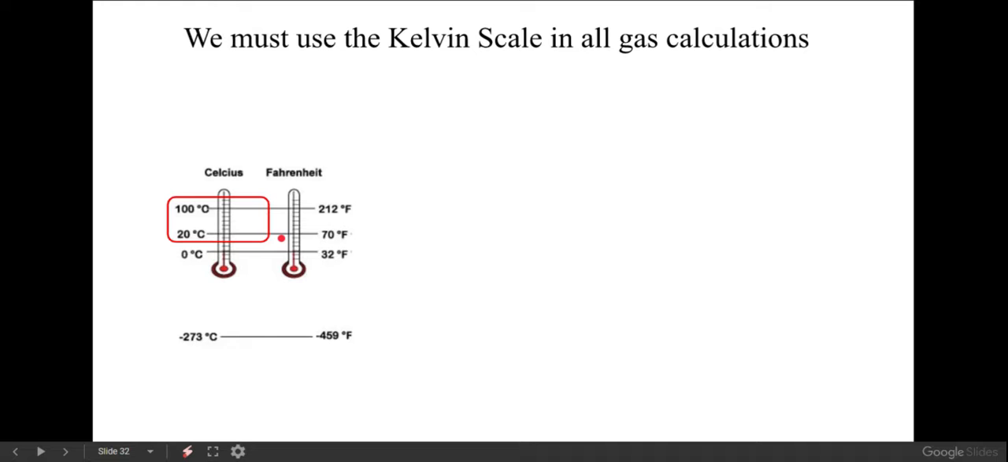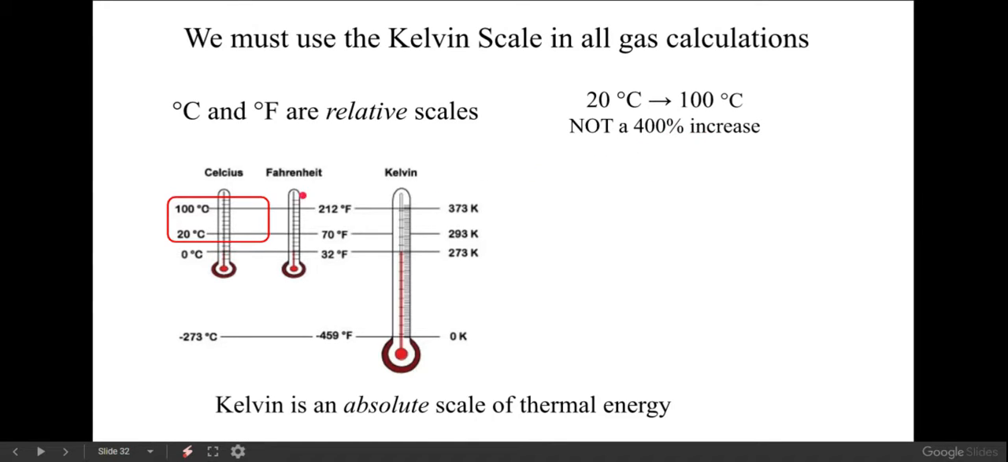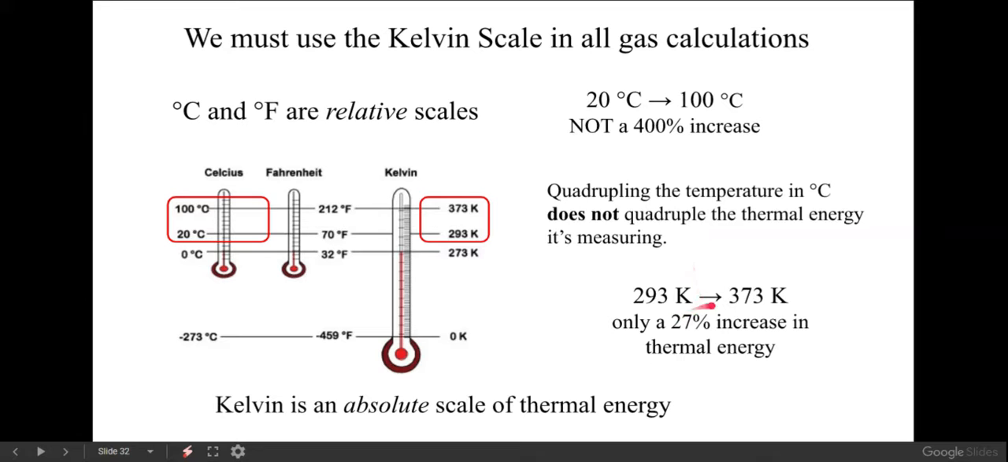And if we're looking at the Celsius scale, let's pretend we're going from 20 to 100. Well, setting up as a ratio, 20 to 100 is an increase of a factor of 5. That's a 400% increase. But technically, it's not. Considering that thermal energy starts at 0 Kelvin, we're not going from 20 to 100. We're going from 293 up to 373. So proportionally, that's a much smaller increase in thermal energy. So we have to use the absolute scale.